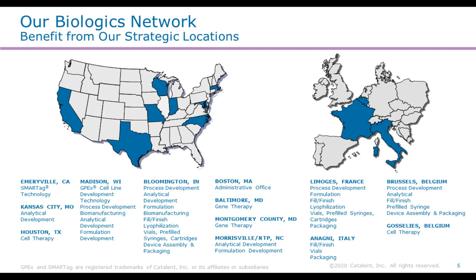Today we will be focusing on some of the work being done at two of these sites, the Morrisville RTP site in North Carolina and the Kansas City site in Missouri.